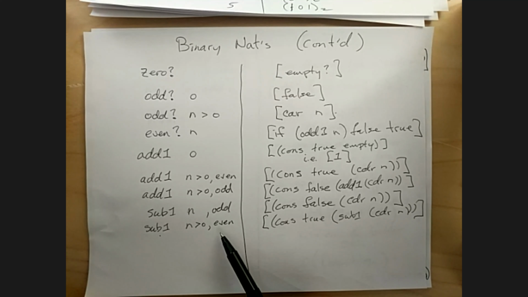What if it's even and greater than 0? If it's even and greater than 0, then we do the same trick. Basically, we subtract 2 by subtracting 1 at the 2's position, and we add 1, so that the net effect is that we've only subtracted 1 from the number. So these are the basic operations on binary natural numbers.